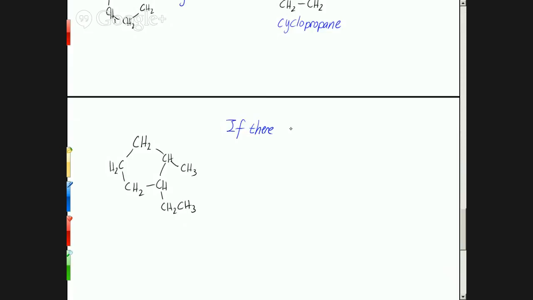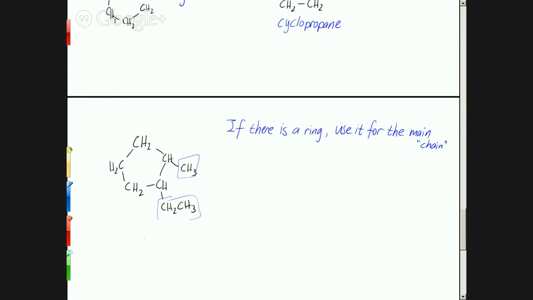If there is a ring, use it for the main, what we call the chain. In other words, don't say that the longest chain is 1, 2, 3, 4, 5, 6, 7, 8. That's not right because of the ring here. So we use this ring as our main chain, and then that makes this and this substituents. So see if you can name it from that then.